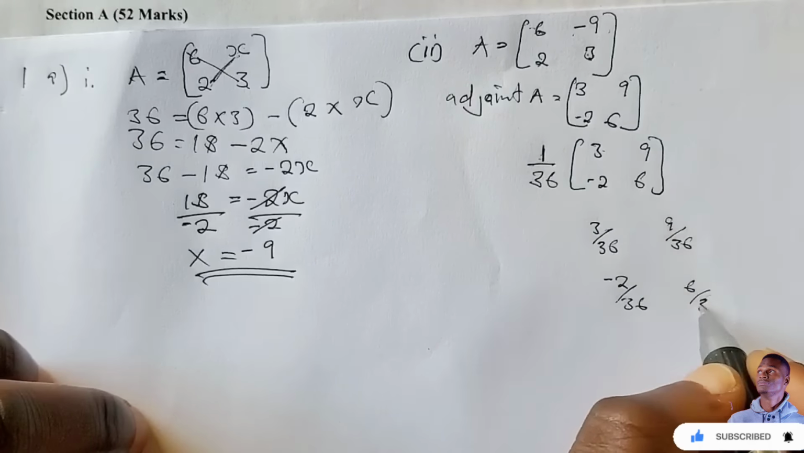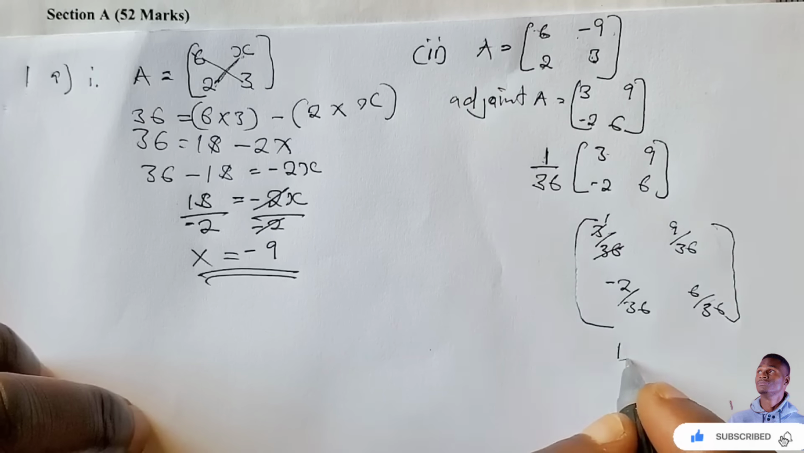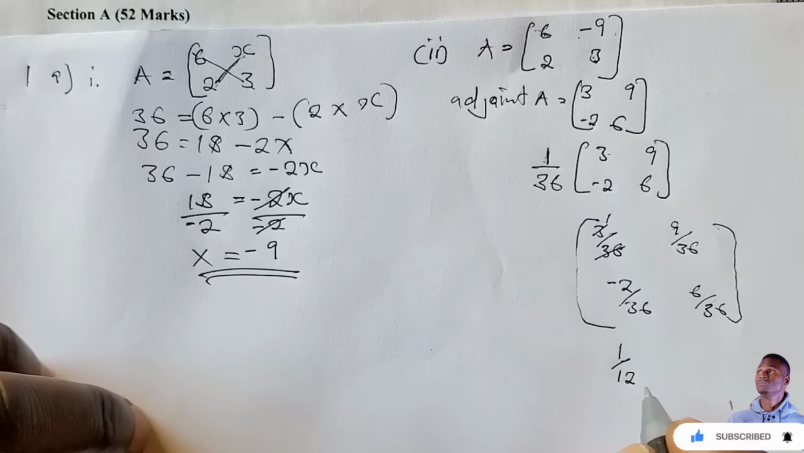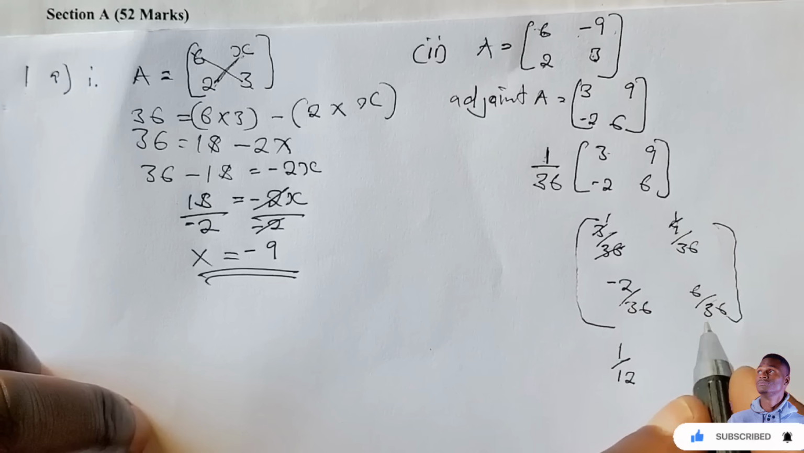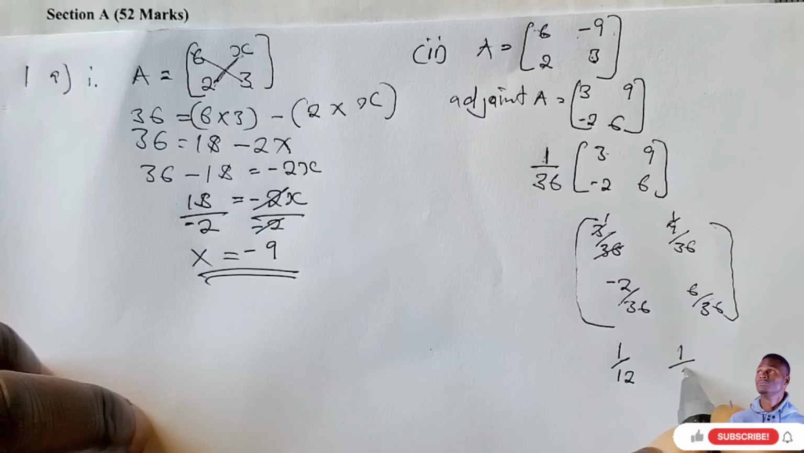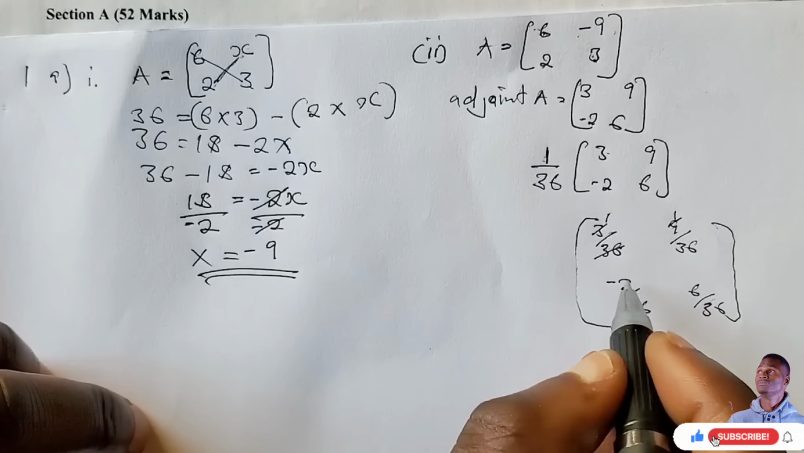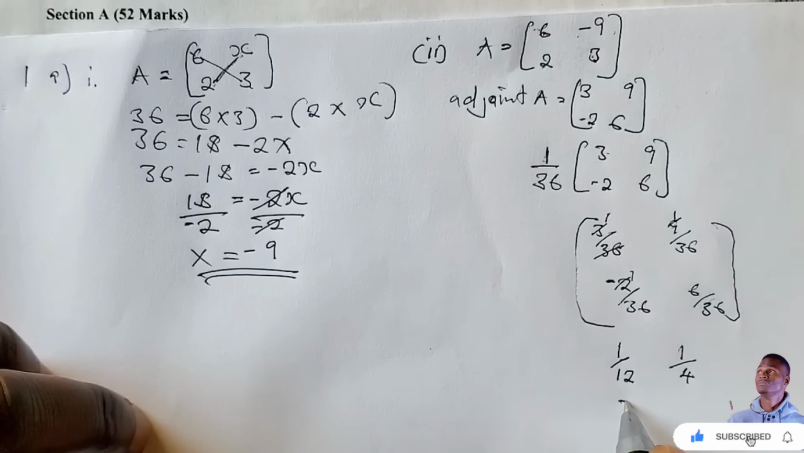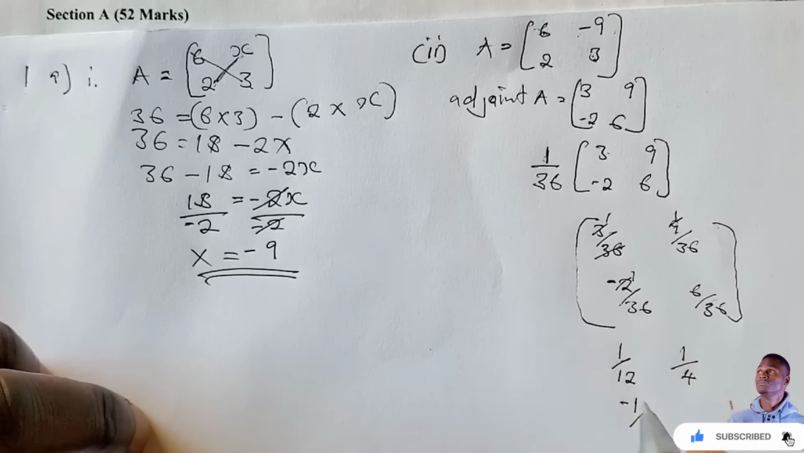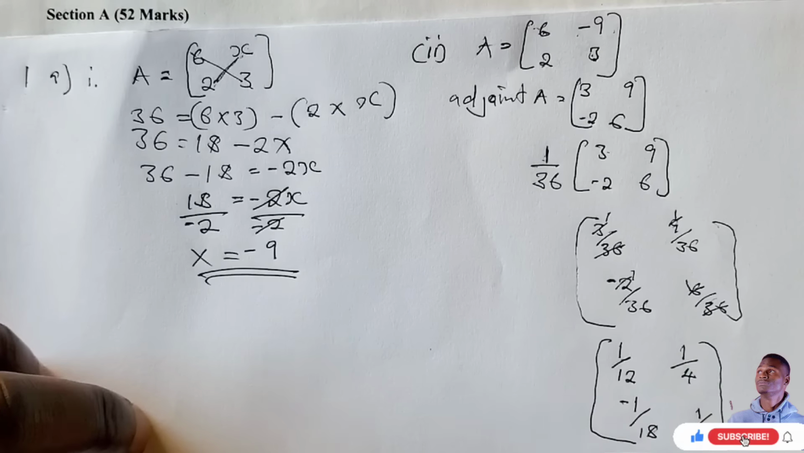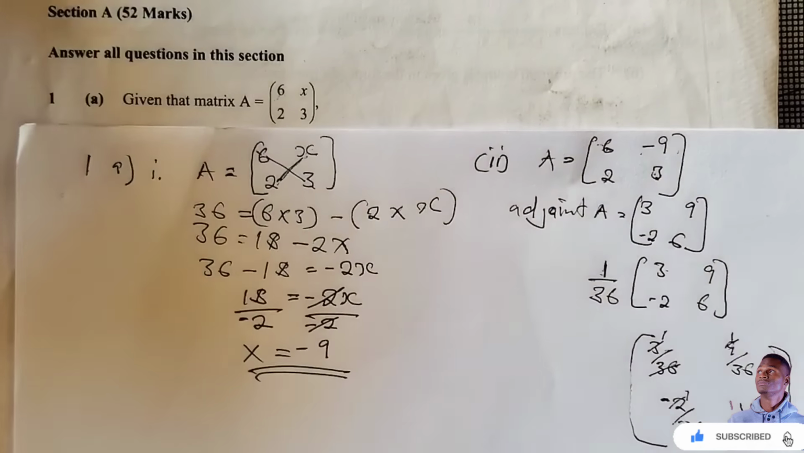Okay, then just a matter of reducing here. 3 into 3, 1. 3 into 36, so you have 1 over 12. 9 here, 1. 9 into 36 is 4, so 1 over 4. 2 here will be negative 1. So negative 1 over 2 into 36 is 18. Am I right? Good. 6 here, 1. 6 into 36 is 6, so it's 1 over 6. So this has been simplified, and this is the answer to question 1A.